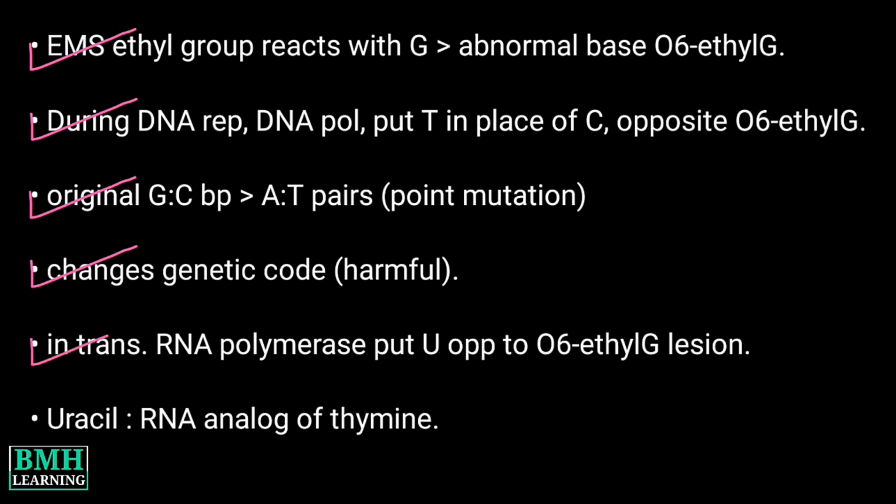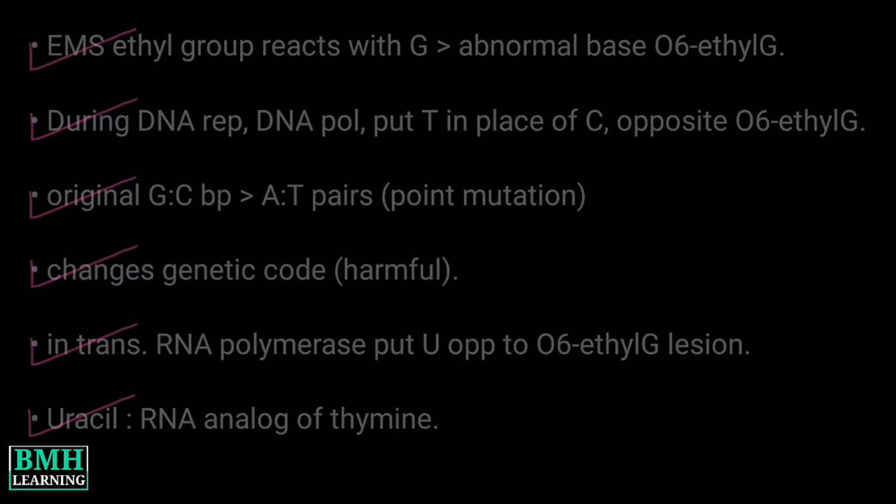In case of the transcription process, the RNA polymerase can also put uracil opposite to the O6-methylguanine lesion. Uracil is the RNA analog of thymine.